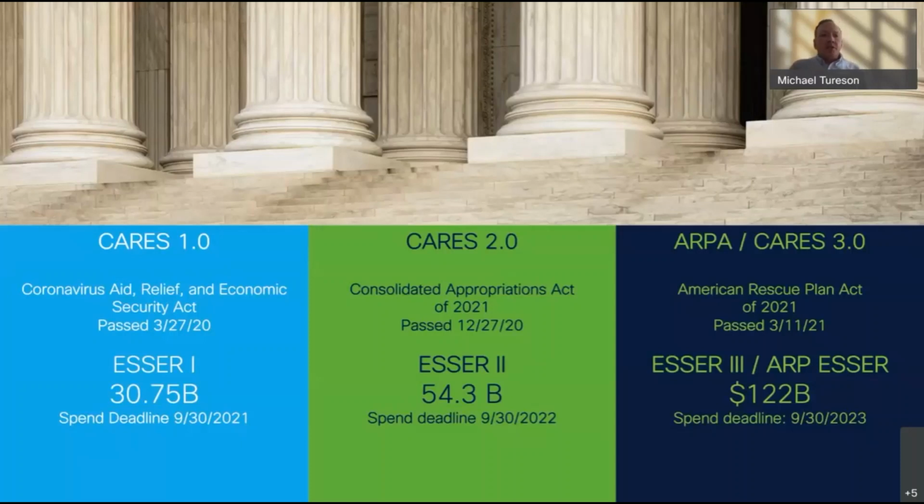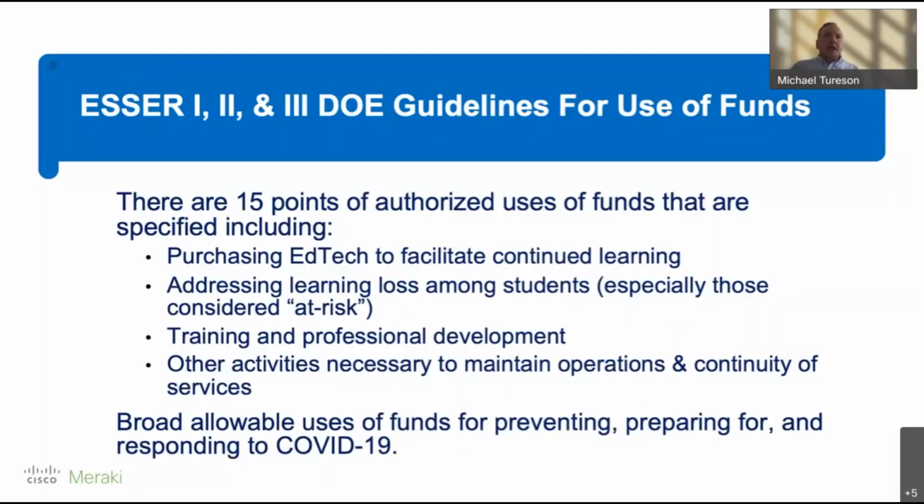Now, with the ESSER funding, this funding is intended to help states and school districts safely reopen schools, address significant learning loss, and take other actions to mitigate COVID-19 and the spread of it. Within the 3 different bills, the Department of Education released guidelines for the use of these funds. There are 15 points of authorized uses of funds, and what we're going to focus on are 4 of the 15 points. The first point is that you can use this for anything dealing with education technology to facilitate continued learning. That's anything that deals with the delivery of content to the student.